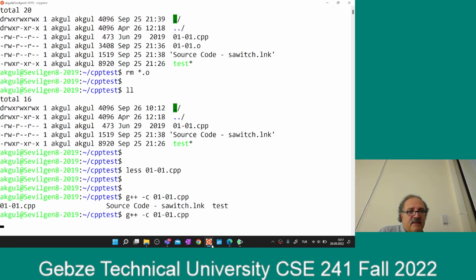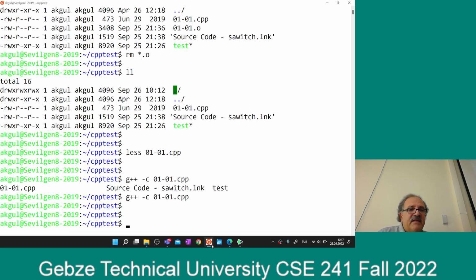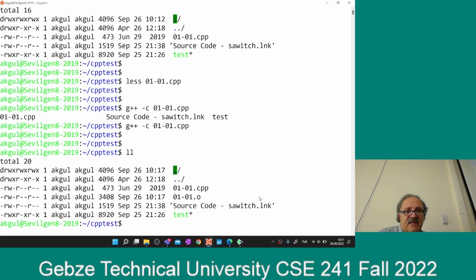Okay, it compiles, and it came back saying nothing. That means that I am successful, no problems. Let's see what it did. It produced this .o file, object file. It's a linkable but not executable file.